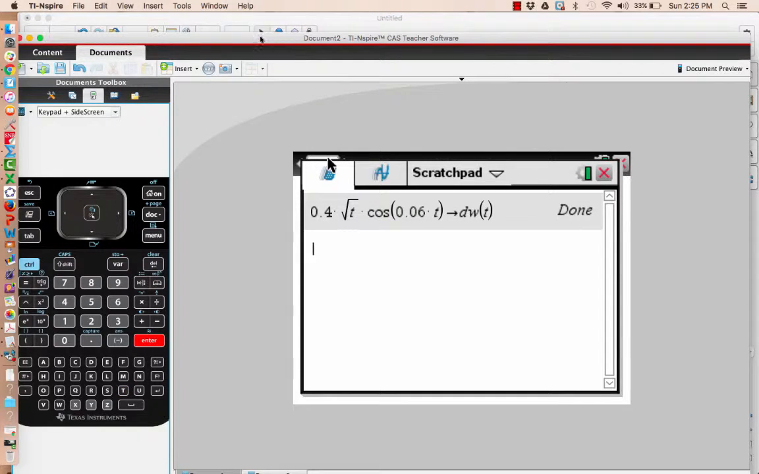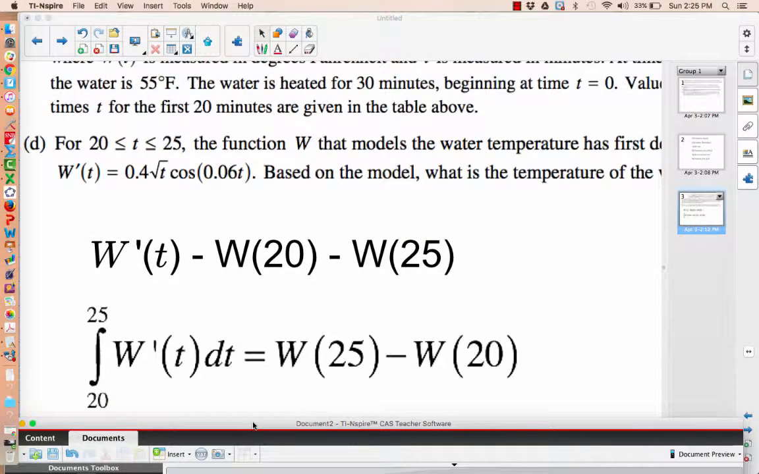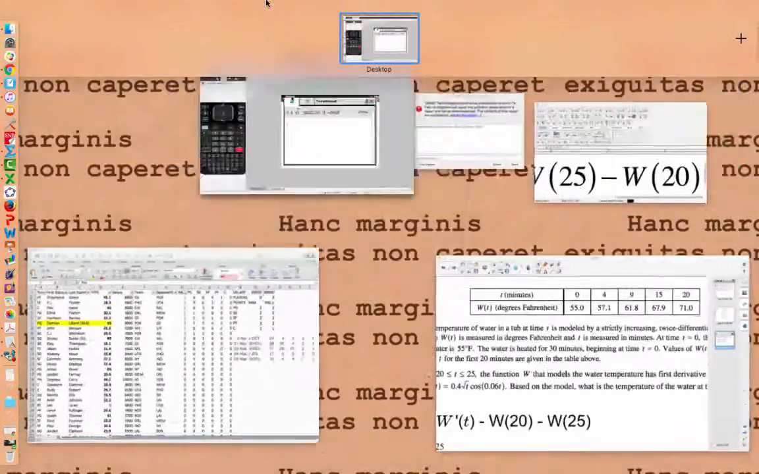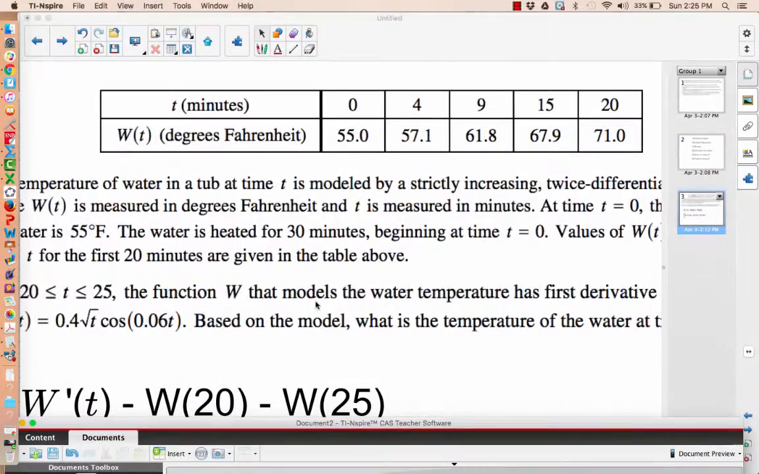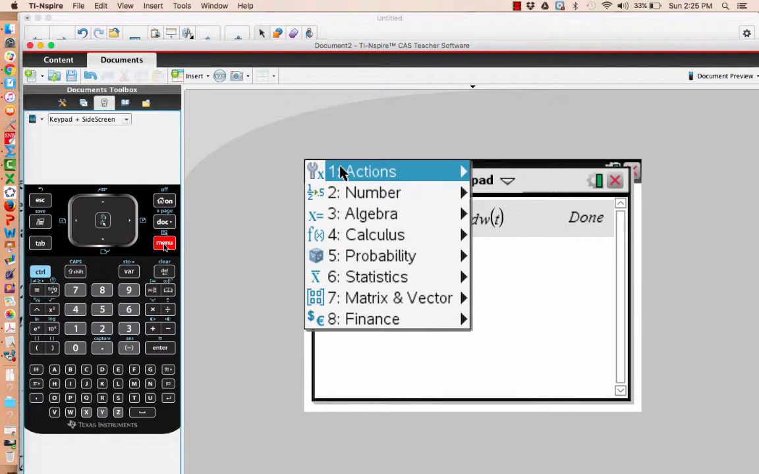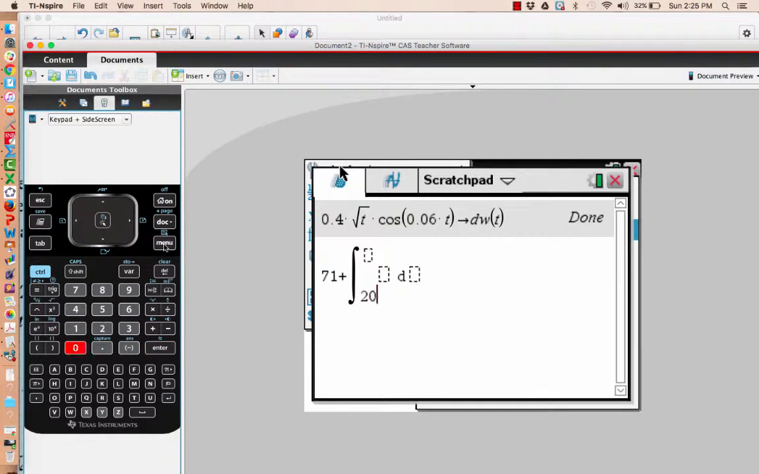And now I want to set up my expression to find w of 25, which is going to be w of 20 plus that integral. From the table, w of 20 is 71 degrees Fahrenheit. So we're going to do 71 plus the integral from 20 to 25 of dw of t dt. Control equals: 73.043 degrees Fahrenheit. That's a reasonable answer based on what's happening in this problem.